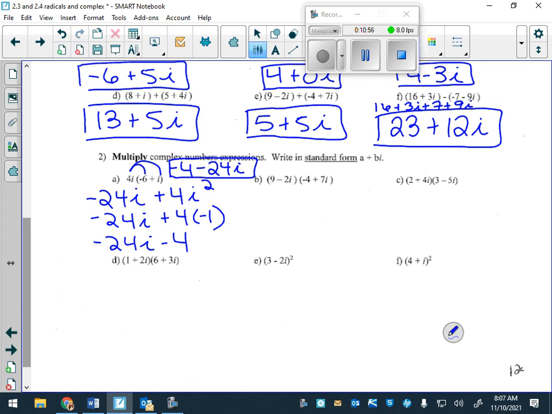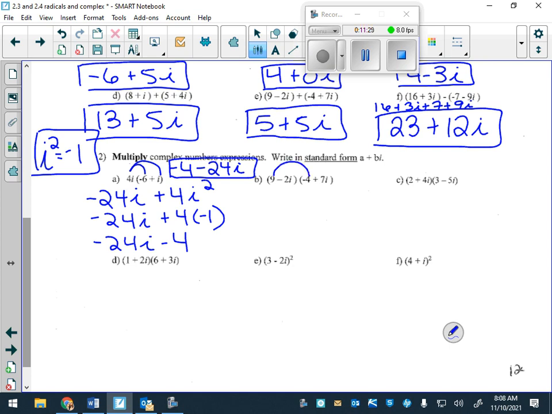Now, multiplying, if you want to put a little reminder for yourself, you should not have i squared anywhere in your final answer. Okay, i squared should not be anywhere. If you see i squared, automatically change it to negative 1. Okay, so now we look at B. Okay, we have two binomials here, so we have to use FOIL. Or you're distributing the 9 all the way through and then the negative 2i all the way through.